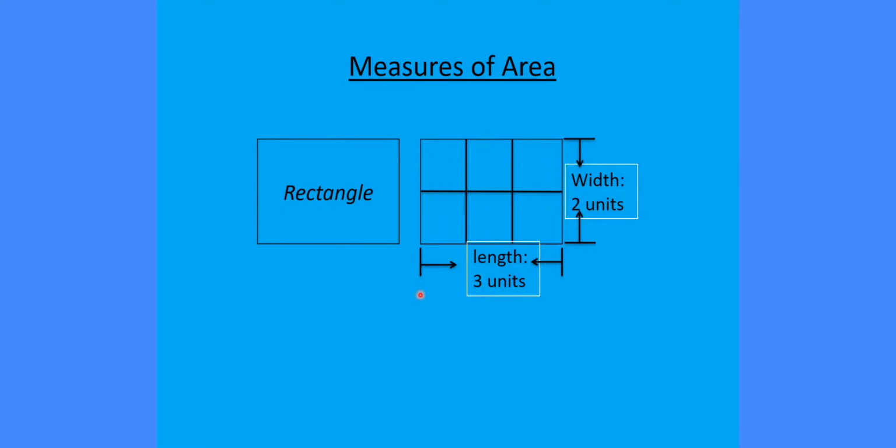So now let's deal with measures of area. Based on the illustration, the shape is a rectangle. Given the width is 2 units and the length is 3 units. Remember, in order to solve for the area of a rectangle, we need to multiply the length and the width. By substitution, 3 for the length and 2 for the width, we will obtain the product, which is 6. Take note, the area is always measured in square units.